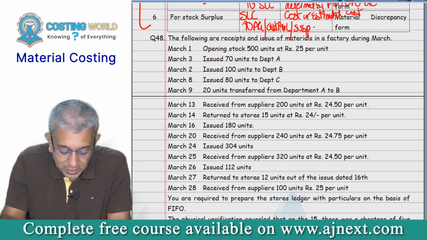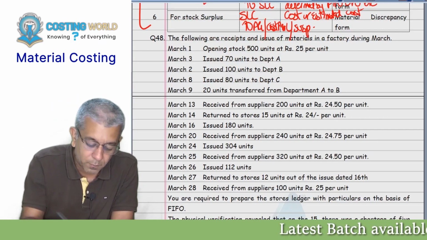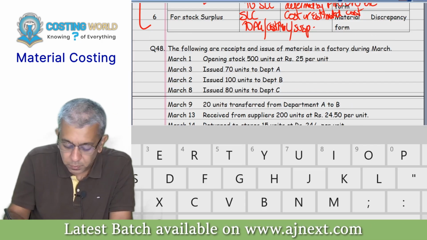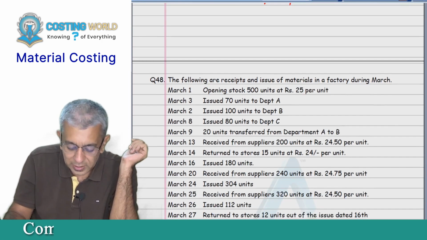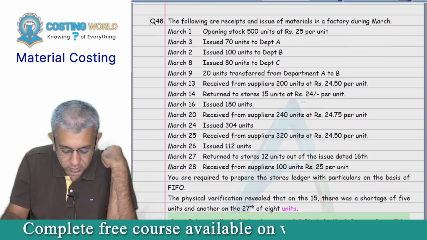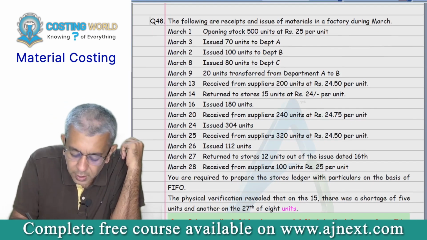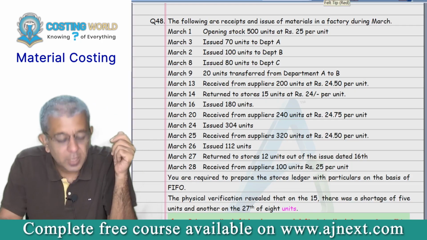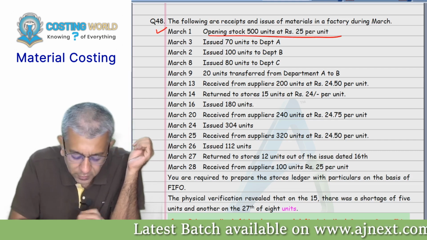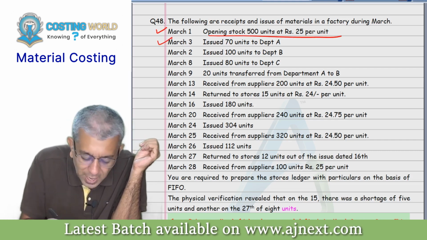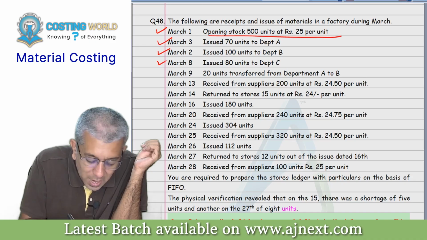Let's start it off with this particular question, question number 48. It's going to be a big question. Read please. Following are the receipts and issues of materials in a factory during March. So March 1st, there was opening stock of 500 units at the rate of 25. March 3rd, March 2nd, March 8th.